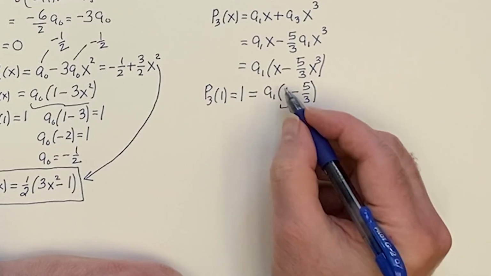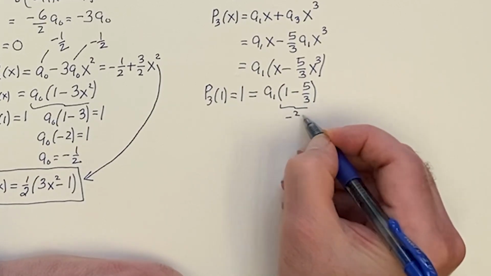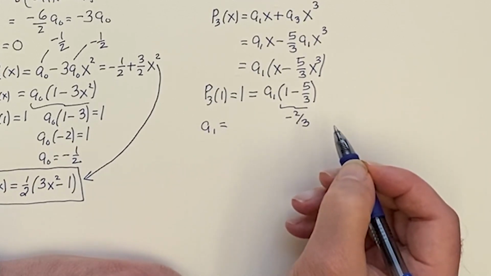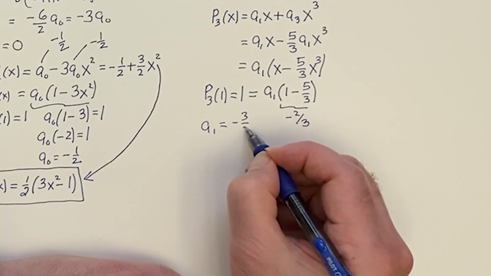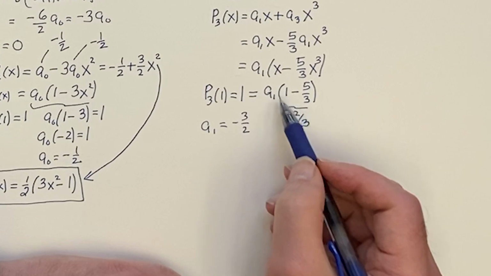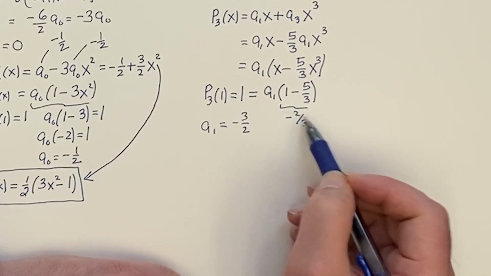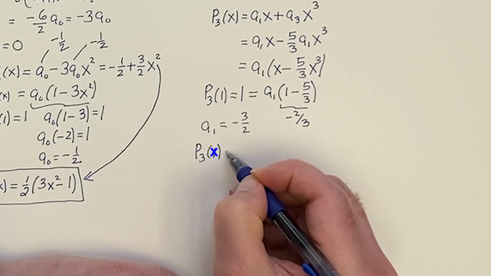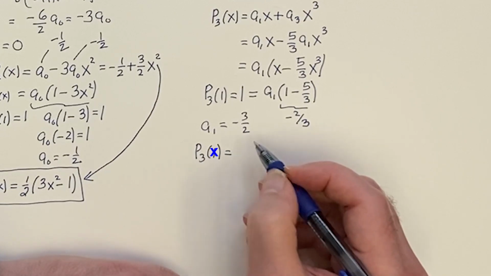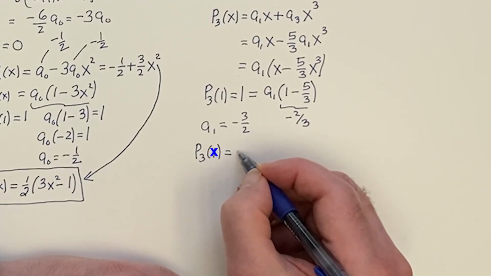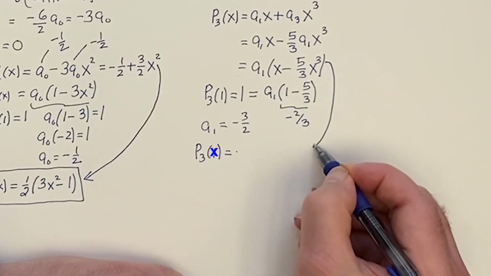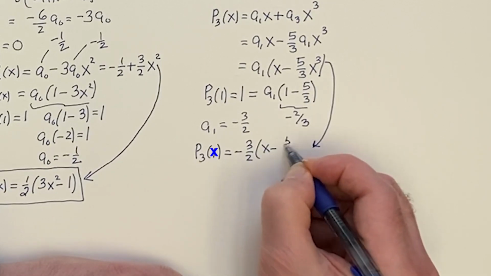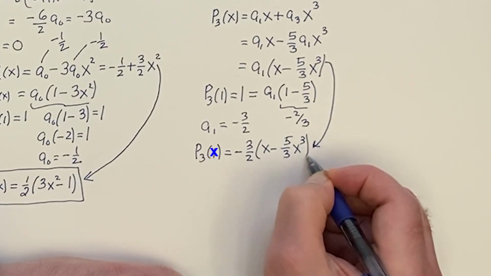So this would be 3/3 minus 5/3 is minus 2/3. So A1 would be a minus 3/2. So if this is minus 3/2, then when you multiply by the minus 2/3, you get the 1. So this means for the third Legendre polynomial, we can write this as this equation here. We could write this as minus 3/2 x minus 5/3 x cubed.